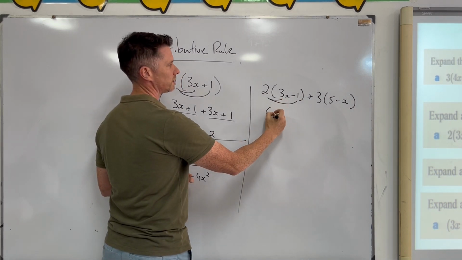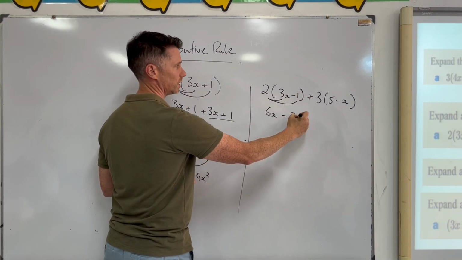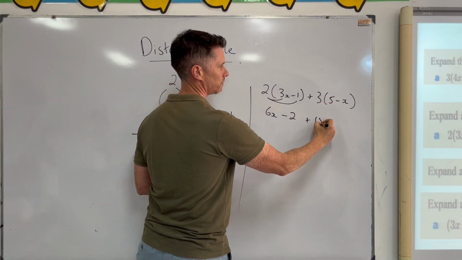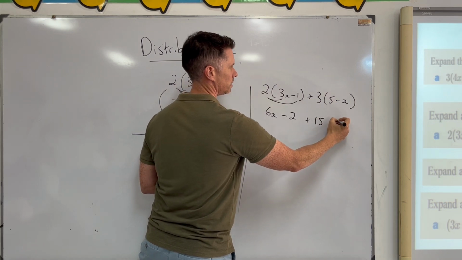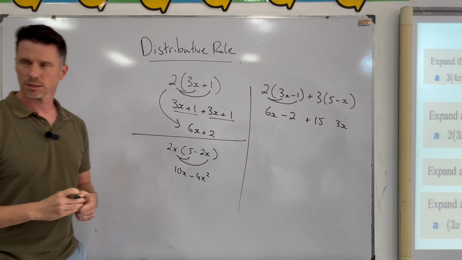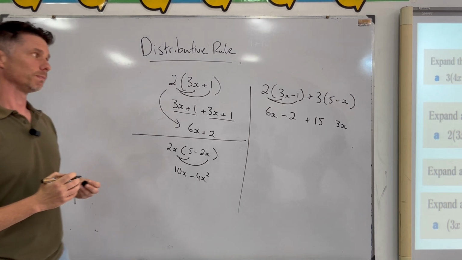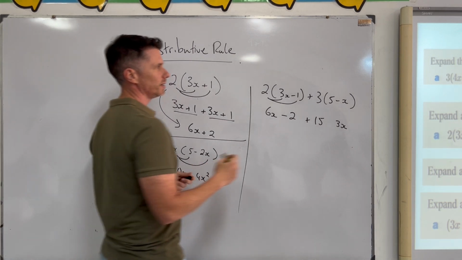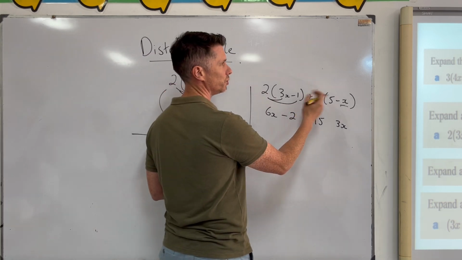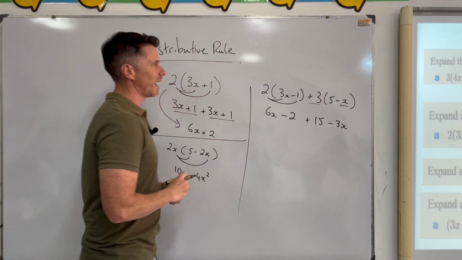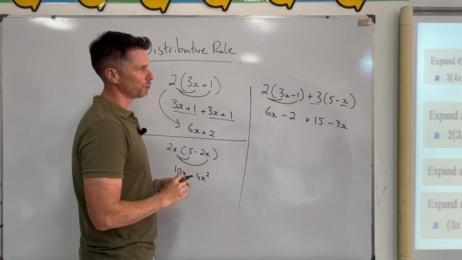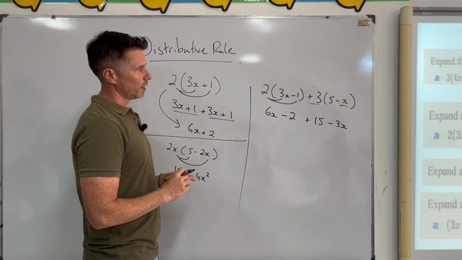So 2 times 3x is 6x. 2 times minus 1 is minus 2. And now I'm going to do 3 times 5 is 15, and 3 times x is 3x. But what's the sign here with the 3x? Minus. Why is it minus? Okay, yeah, that's one way of looking at it. Yeah, it's 3 negative x's. So that's another way of looking at it. There's nothing to change the sign here. There's just add 3 negative x's, and if I add 3 negative x's, that's negative 3x as an absolute value of it. Okay.